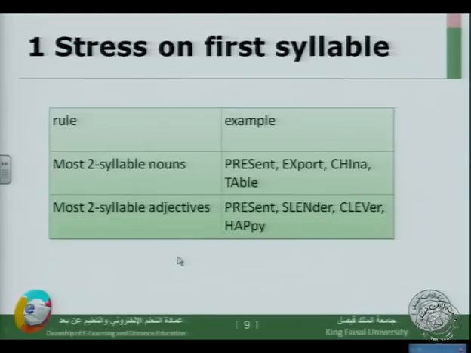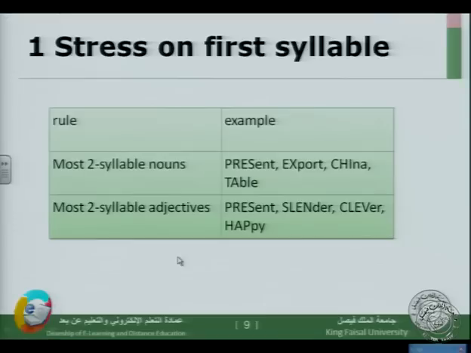For example, stress on the first syllable. Here is a rule. Most 2-syllable nouns, like present, have the stress on the first syllable. لاحظوا present, export, China, table. How many syllables? We have 2. The stress should be on the first syllable.